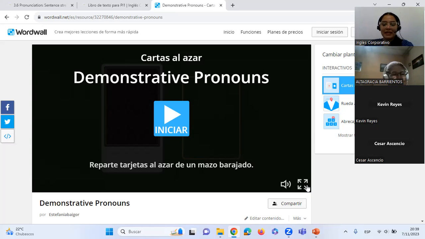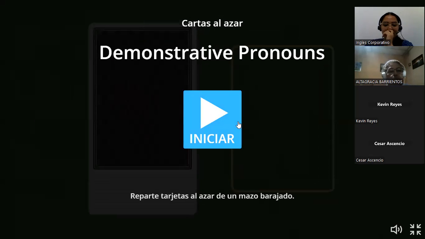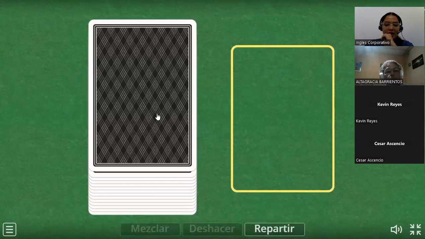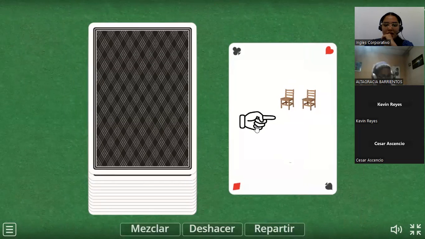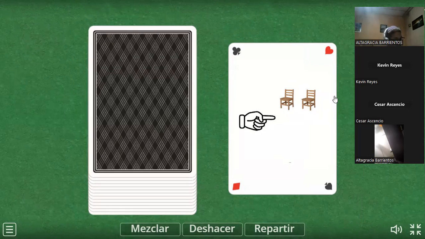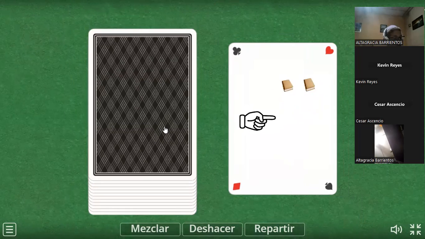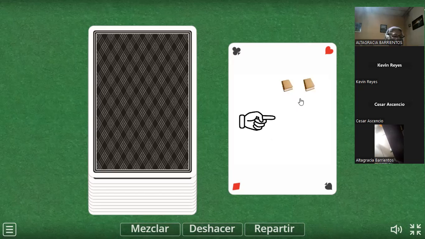Okay, let's see. Let's make a practice here about demonstrative pronouns. For example. Bien. Si tenemos lejos las sillas, chairs, y son plural, ¿cómo sería? Quiero escucharlos a todos. Those chairs. Thank you so much. Those chairs. Okay. Cesar, how would it be, Cesar? It's far and plural. How would it be?